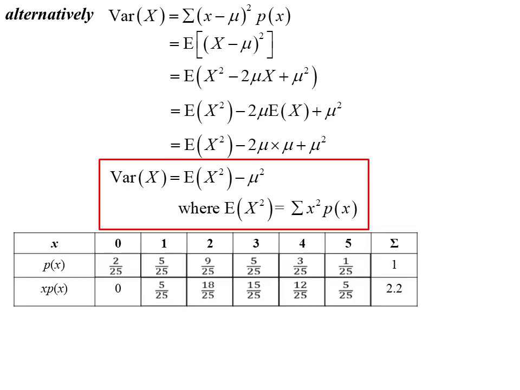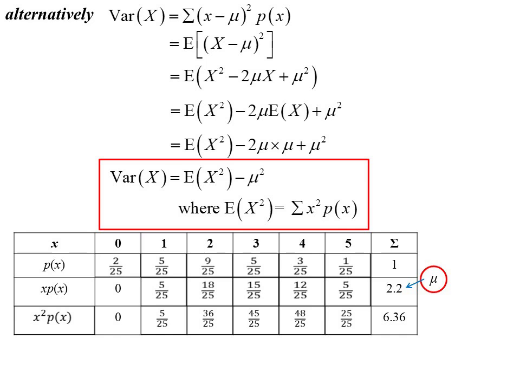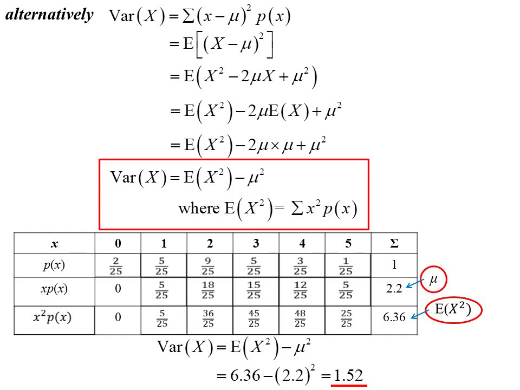Okay, so back to here. There's our table. We can add that up and we get the expected value of x. But now we just need one more row where all I do is multiply by x again, and I'll get x squared p(x). Sum that up, that's 6.36, but that's the expected value of x squared. So the variance, the expected value of x squared minus the square of the expected value of x, gives us 1.52. And I think that's a neater way of finding the variance, because it just involves multiplying by x one more time. That's all it involves.